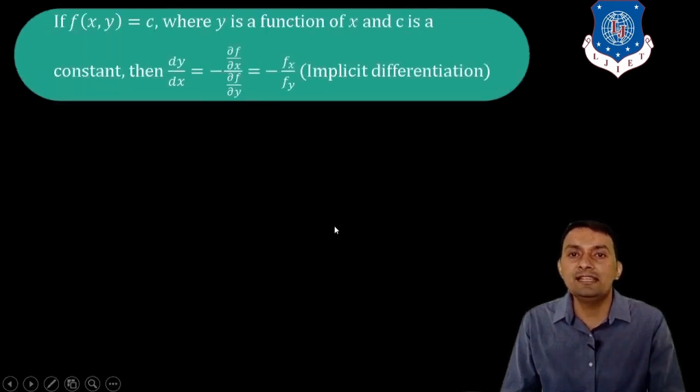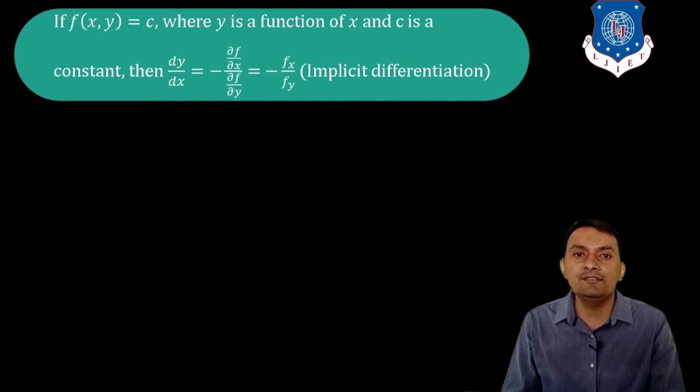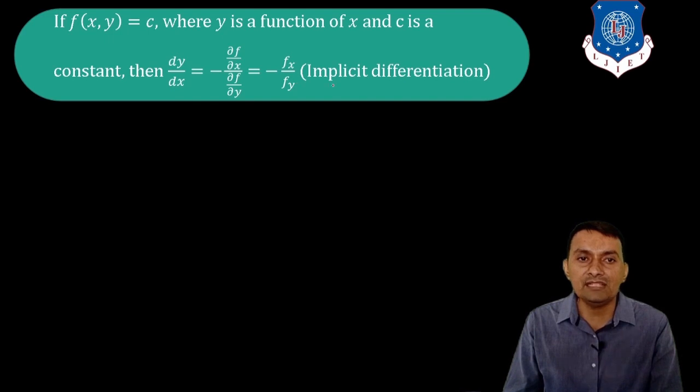So let us first see, if f of x, y is equal to c, where y is a function of x, that means y itself is dependent on x and c is a constant, and we want to determine dy by dx. This is known as implicit differentiation. First, I'm just going to focus only on this one. This is the given. I want to determine dy by dx.